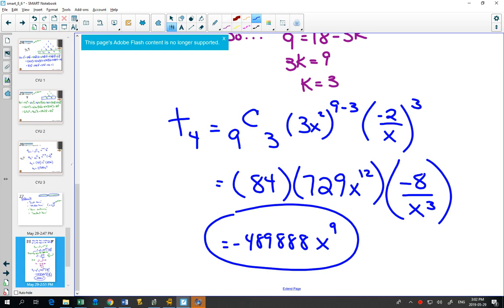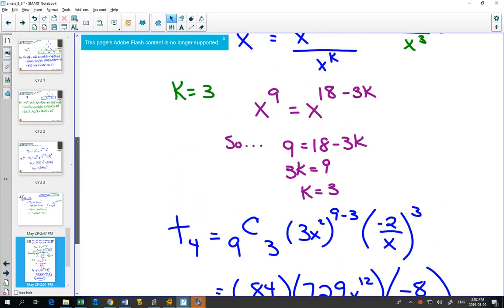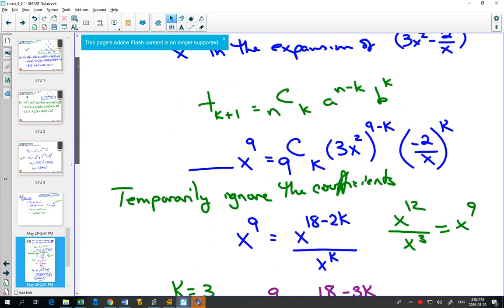So this question said find the term. It's not enough to find the position of the term. It's not enough to say it's term 4. You have to actually then go on and simplify and find the fourth term. So this is how you would do all the questions that say find the term containing.